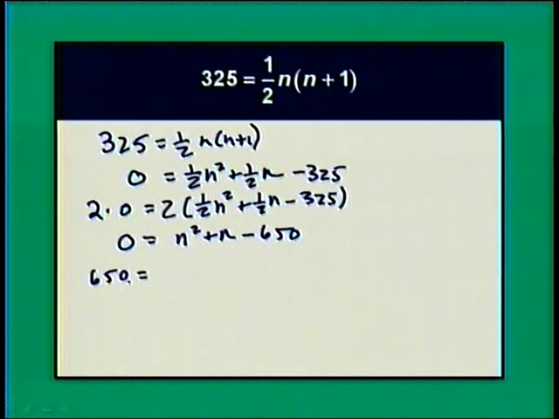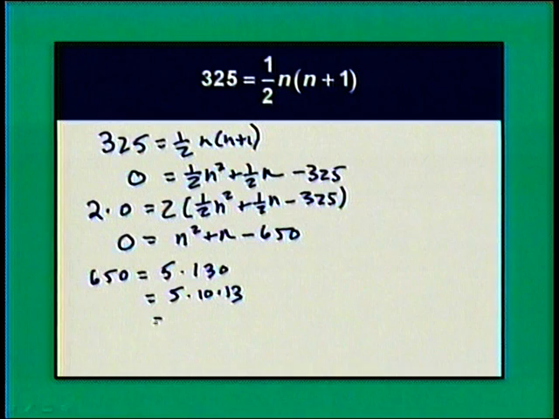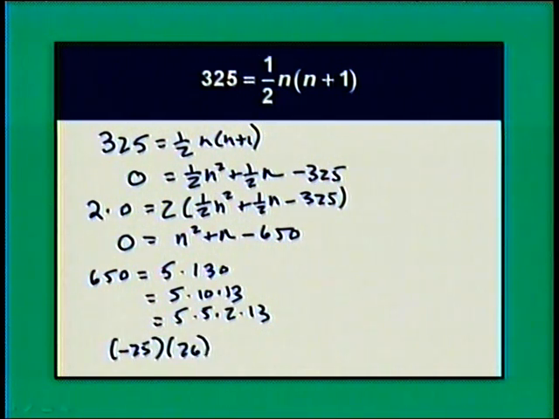So I know 5 goes into 650 evenly, so that leaves behind, let's see, 130. 130 is divisible by 13 and 10, so I can write this as 5 times 10 times 13. 13 is prime, and 10 is 2 times 5. So I see that 650 can be factored into 2 factors of 5, that's 25, and 2 times 13, that's 26. And hey, 25 and 26, they only differ by 1. So it is the case that negative 25 and positive 26 multiplied to negative 650, and negative 25 plus 26 is 1. So let's factor.